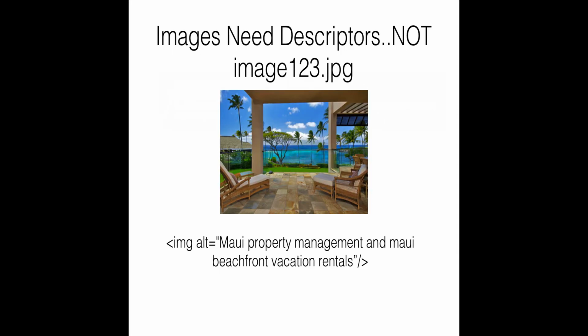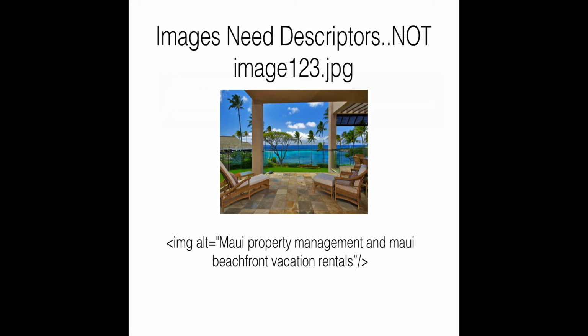Images need descriptors. This is very, very key. Alt tags are an imperative part of your overall optimization of your images. For every lovely vacation rental image you have, you should also have an alt tag. An alt tag is a description of the image in text so that the search engines can read what the image is about. Since the search engines can't actually see images and images are searchable, you want to be sure to include a short descriptive text instead of image123.jpg, which is not descriptive and not helpful.